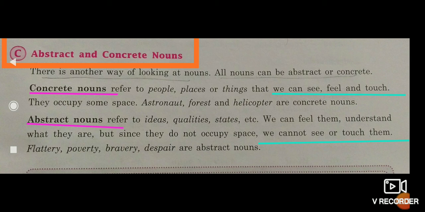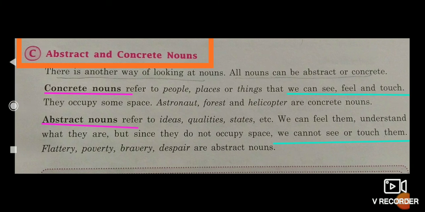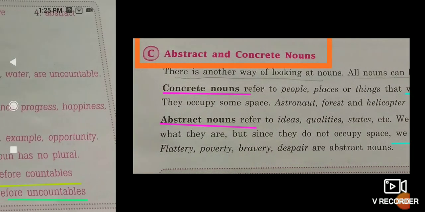And concrete noun is the opposite of that: the name of a person, place, or thing which we can see, feel, and touch, and which occupies some space. It will come under the category of concrete nouns. So concrete noun is what we can see, feel, or touch, and abstract noun is what we can't see or touch.